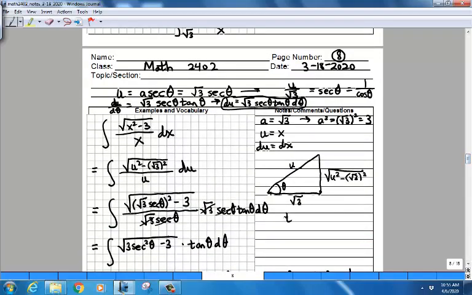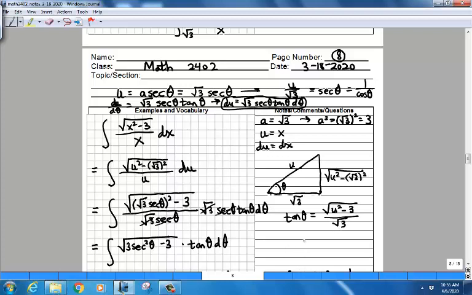So let's look back up here and see if we can figure out what is the tangent of theta. Well, remember, tangent of theta is opposite over adjacent, right? So the opposite side we know here now is the square root of u squared minus 3, since the square root of 3 squared is 3. So we have the square root of u squared minus 3 over the square root of 3. So there's tangent of theta.